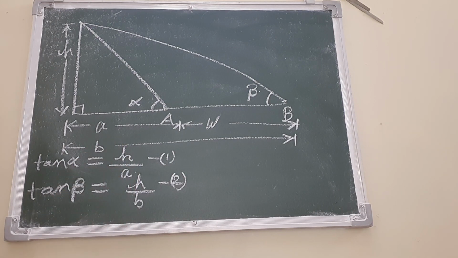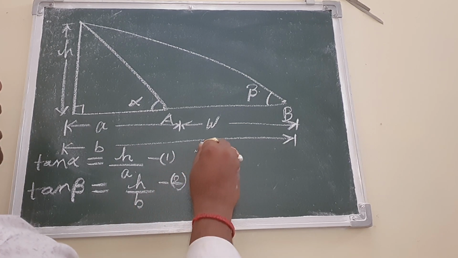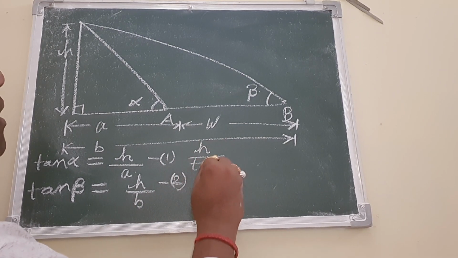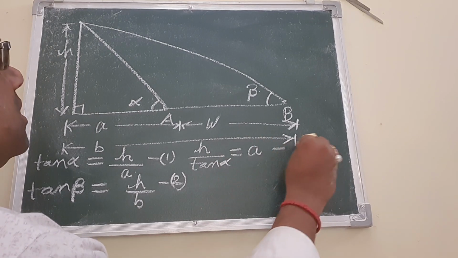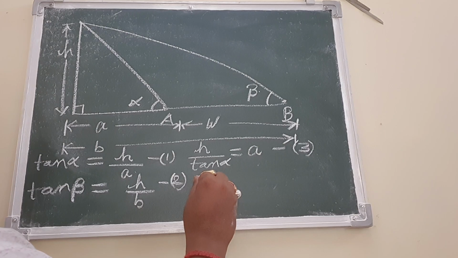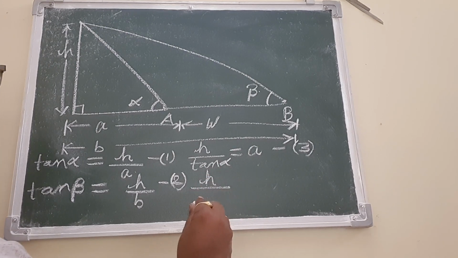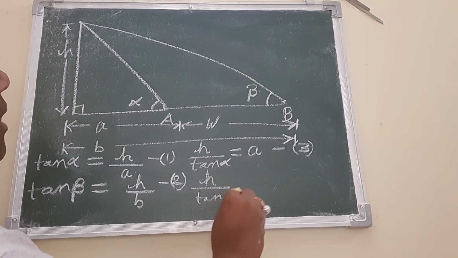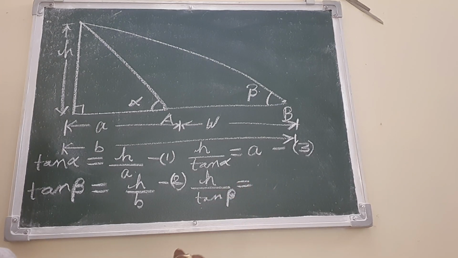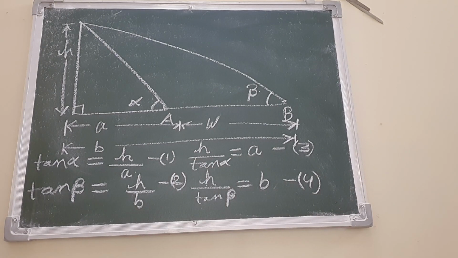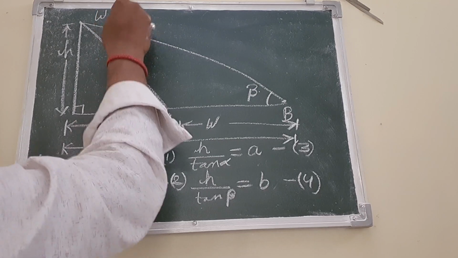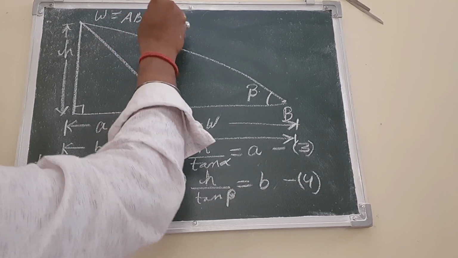So now from the first equation we can write h upon tan alpha is equal to a. This is our third equation. And similarly we can write h upon tan beta is equal to b. This is our fourth equation. So we have to find the width w. So w is equal to AB, which is b minus a.